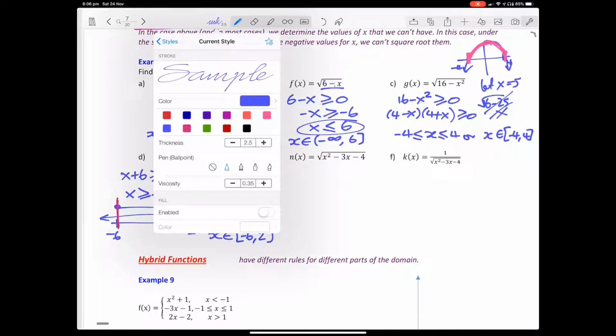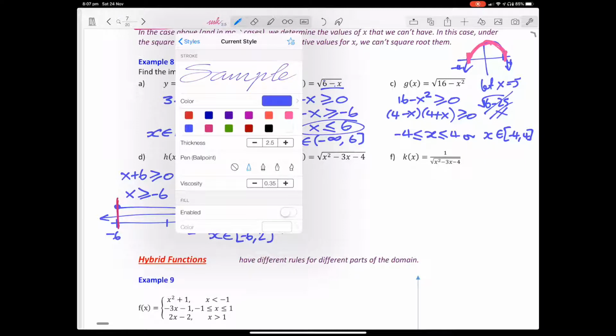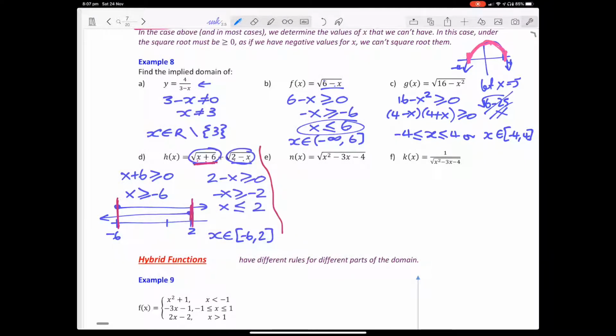Now, the reason that's our domain is if I put in a number outside of this domain, let's say 3. If I put 3 into this function, 3 plus 6 is 9. I can square root it, that's fine. But if I put 3 into this function, 2 minus 3 is going to give me negative 1. We can't square root negative 1, so that would be undefined. So our implied domain is from negative 6 to 2.